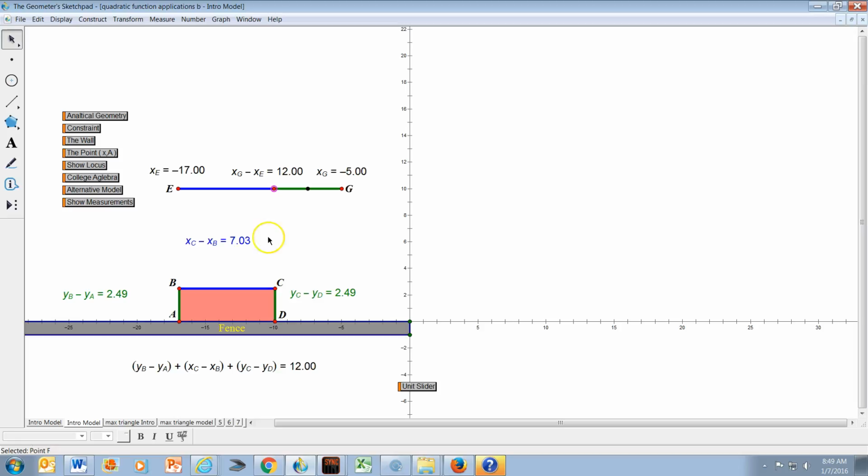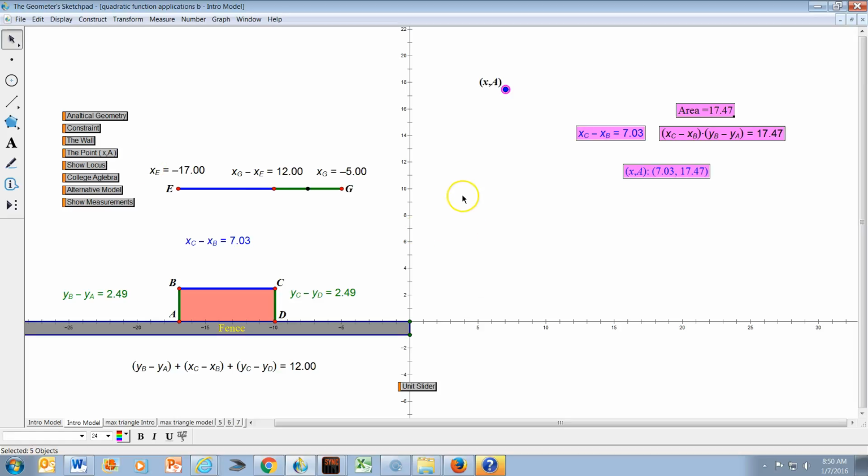So what I'm going to do here is plot the length of this side versus the area of the rectangle. Let me plot that. I'm going to show you the point right here. Over here, x is the length of this side, and a is the area of the rectangles formed.